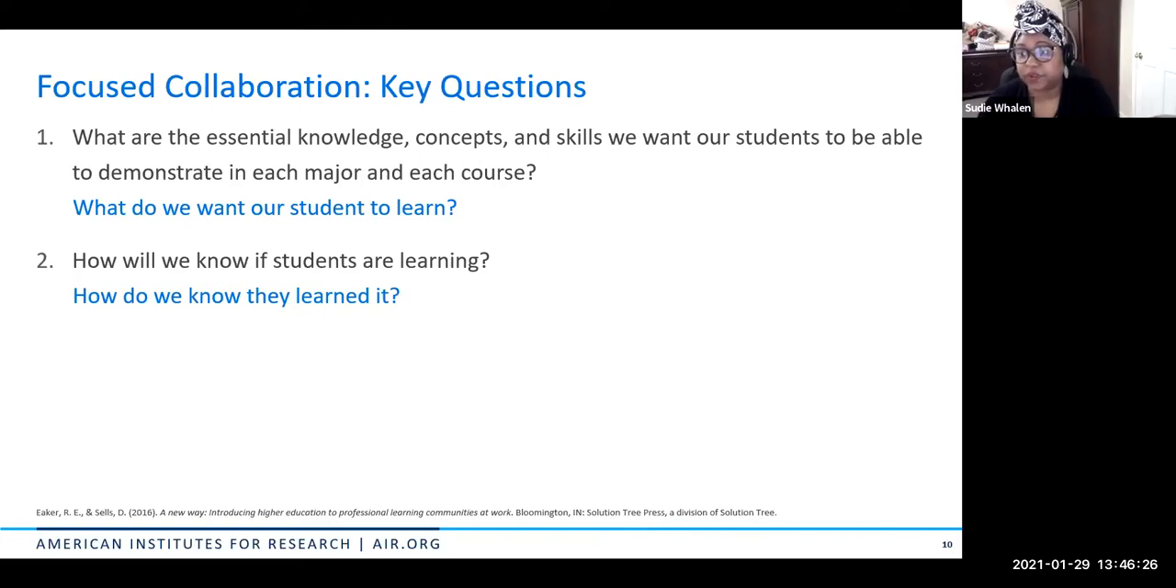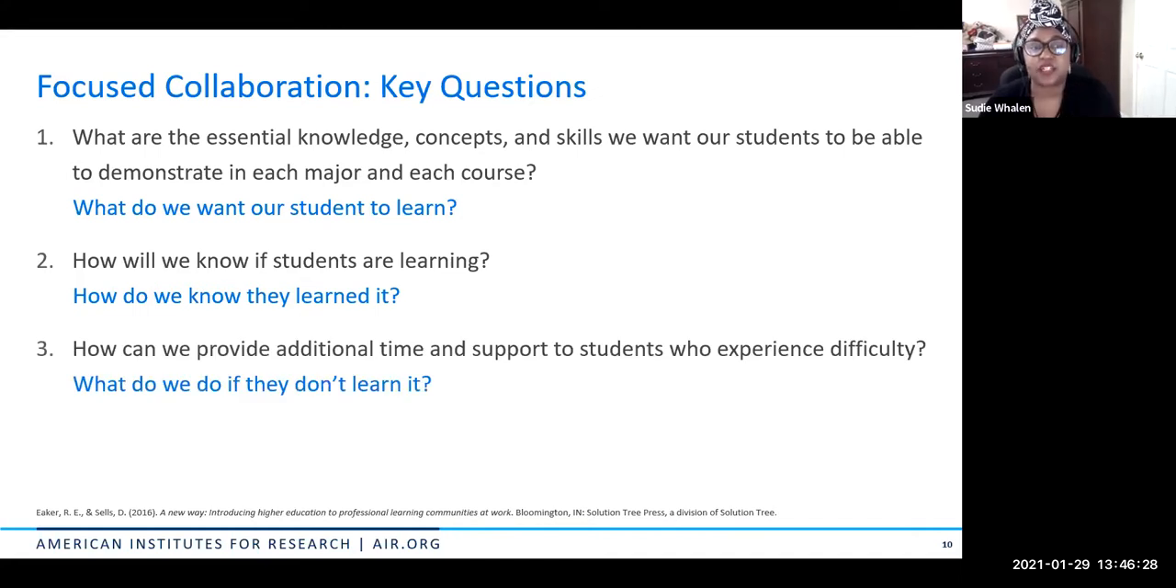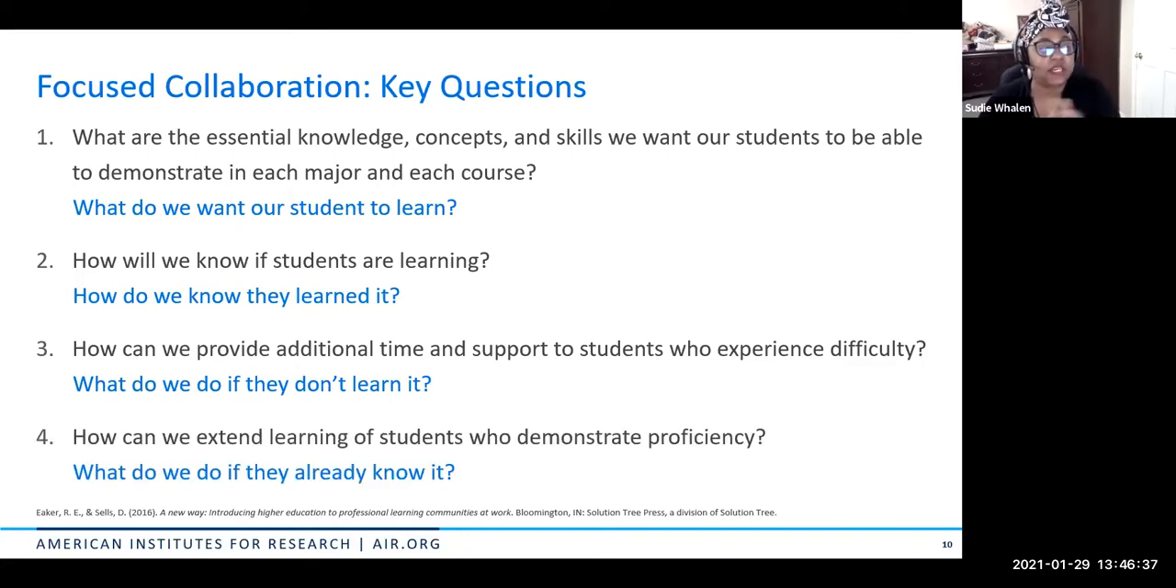How do we know that they've learned it, right? How will we provide additional time and support to students who experience difficulty? What do we do if they don't learn it, right? And lastly, how can we extend learning of students who demonstrate proficiency, right? What do we do when they already know it? Those are the focuses. And our SLOs should help us with meeting those things.